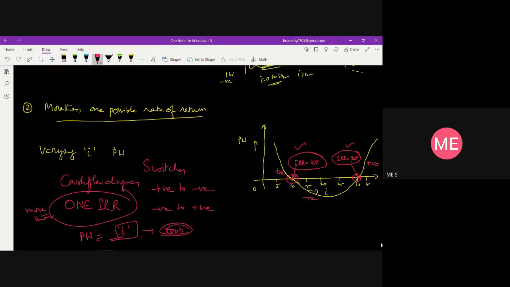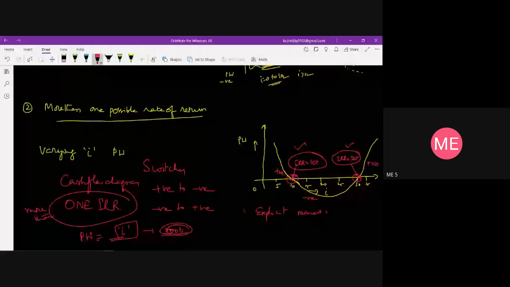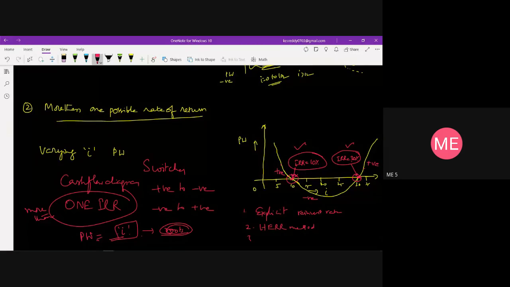And there are some methods which help in overcoming more than one rate of return, by converting these cash flows into a single direction flow. There are 3 methods like this. One is the explicit reinvestment rate method. The second one we can call the HERR method; HERR means historical external rate of return method. And the third one is the project balance method.